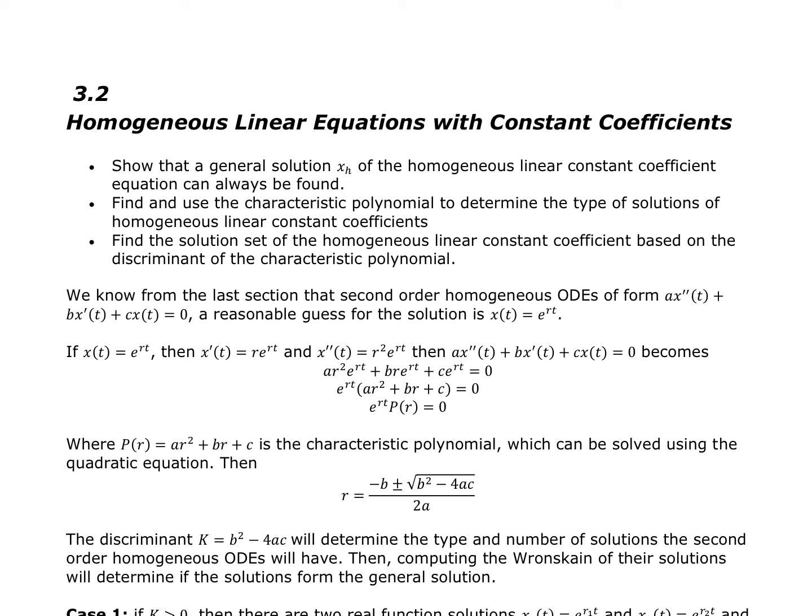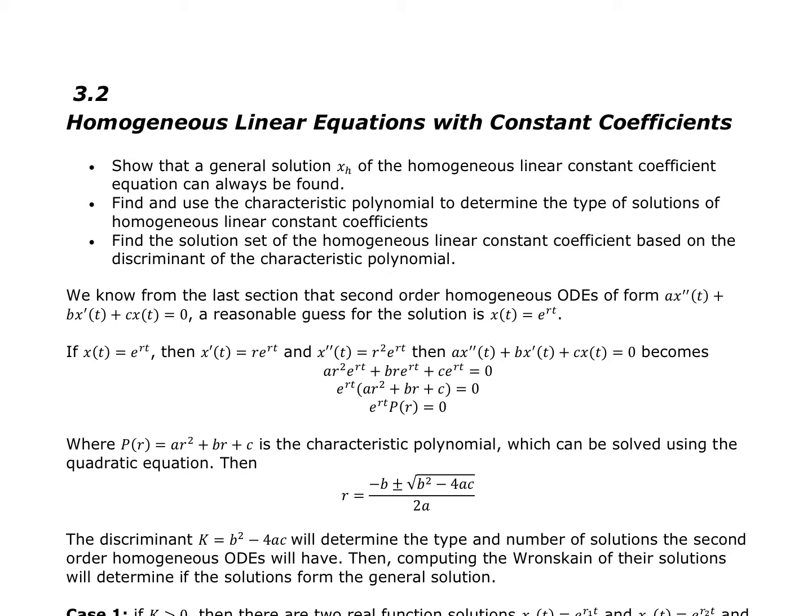In this video, we're going to look at homogeneous linear equations with constant coefficients. We're going to show that the general solution, x sub h, of the homogeneous linear constant coefficient equation can always be found. We're going to find and use a characteristic polynomial to determine the types of solutions, and we're going to find the solution sets based on the discriminant of the characteristic polynomial.